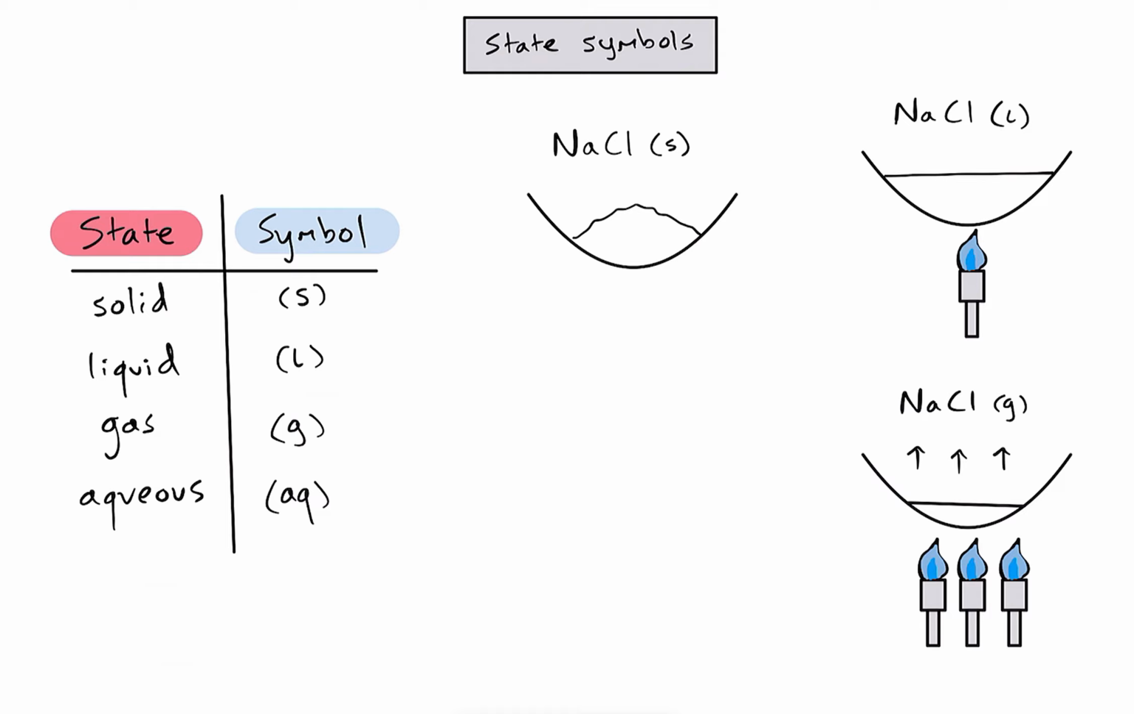Final option, if I took my solid sodium chloride and dissolved it in water, so that I can no longer see the individual salt crystals because they've dissolved, I would have to write NaCl with (aq) afterwards. And again, that (aq) simply means that my salt is dissolved in water. And that's pretty much it for state symbols. Hopefully this was of some help.